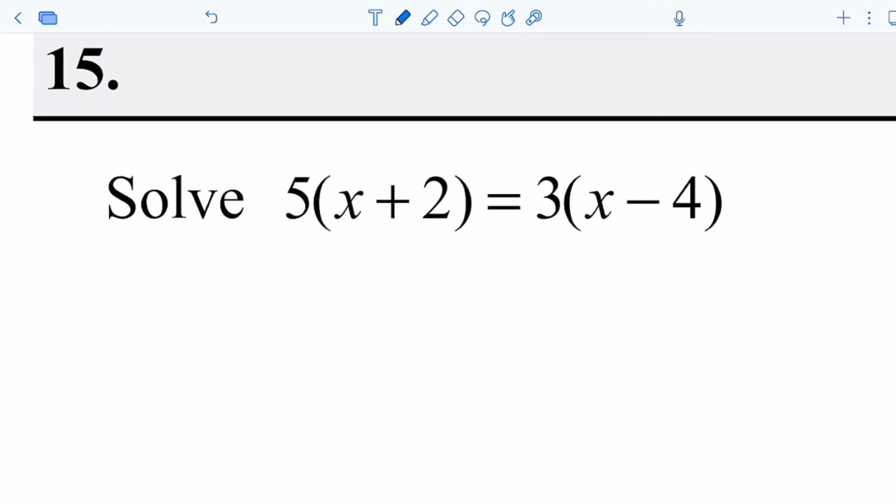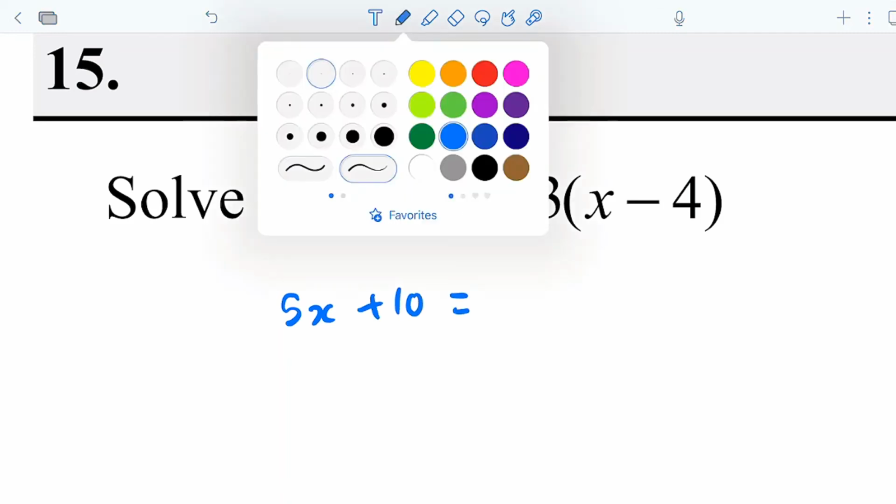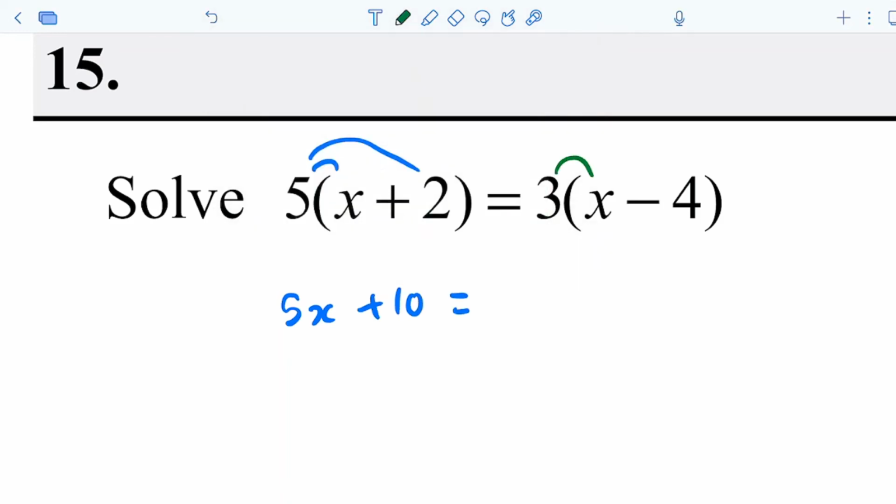Okay, so question 15, very similar to the previous two questions, apart from this time we've got two sets of brackets that we need to expand. So we'll start with the left hand side, so 5 multiplied by x and 5 multiplied by 2, so we get 5x, and then plus 10 is equal to the right hand side, 3 multiplied by x and 3 multiplied by negative 4, so we've got 3x, take away 12.